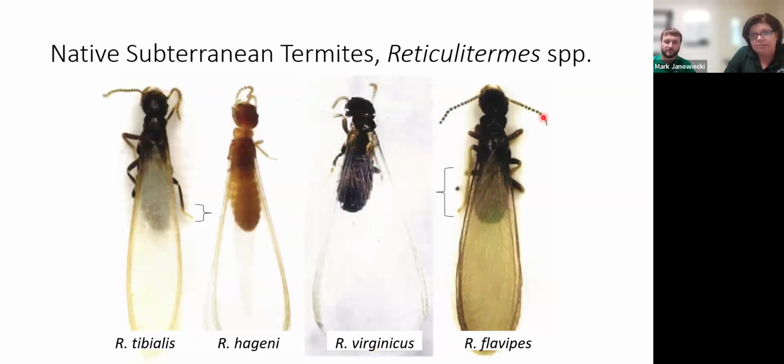The alates can also look quite different from each other with our native subs. So we have Reticulotermes tibialis, Hagani, Virginicus, and Flavipes. And one thing about these is you may notice that tibialis and Flavipes look very similar to each other in their body shape, size, and color. But to tell them apart, the easiest thing to do is to look at their legs. They will have this white portion on their legs, a very long portion here for Flavipes, and a very short portion of white here on the legs for tibialis. So we always say tibialis is wearing socks, where Flavipes is wearing their stockings.